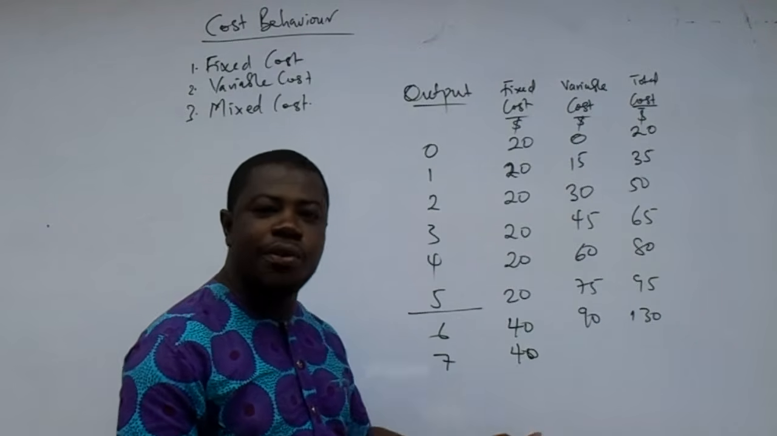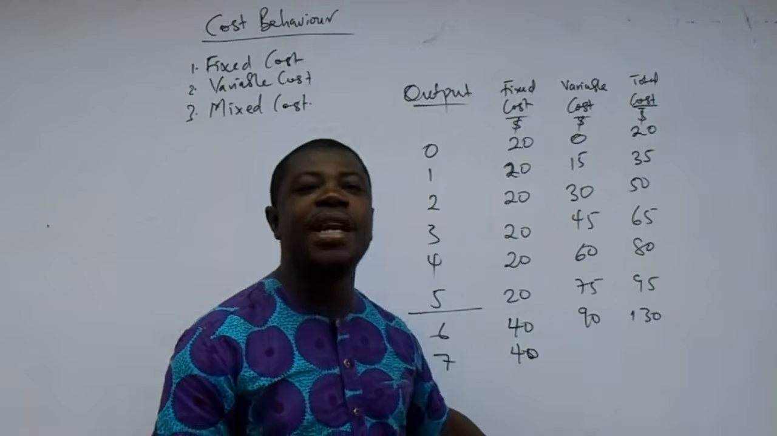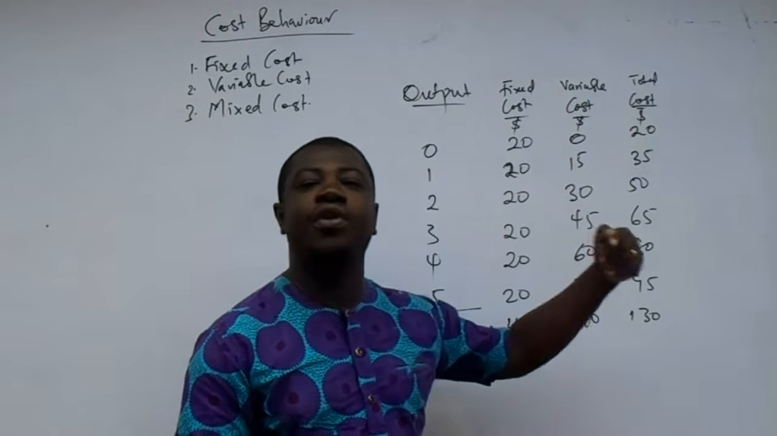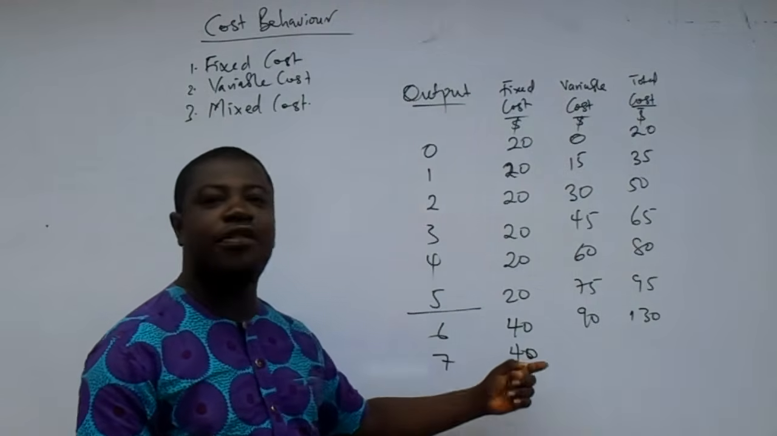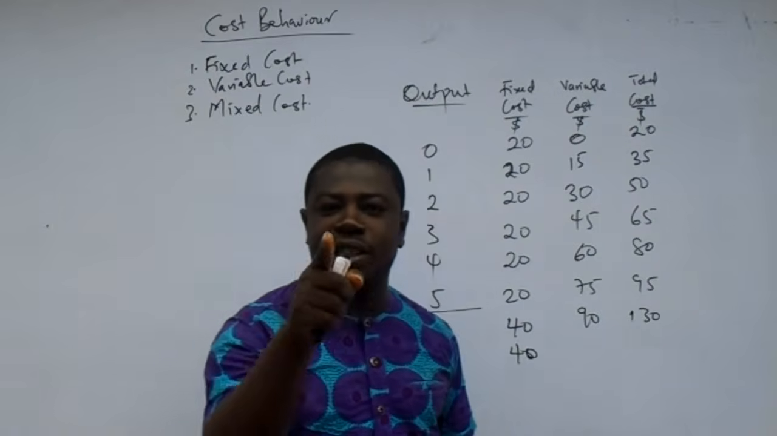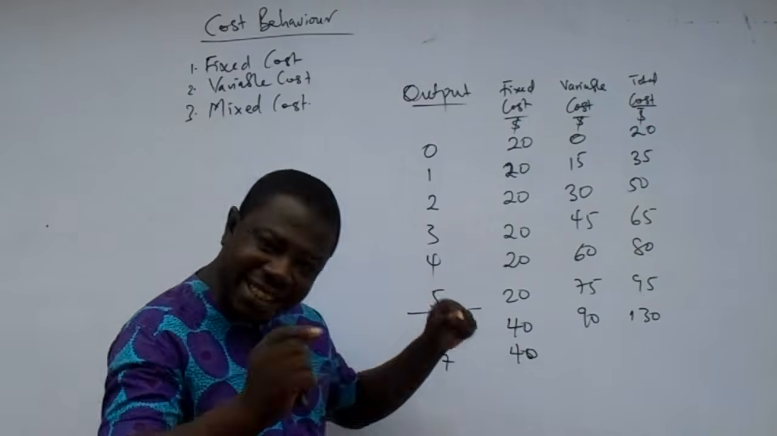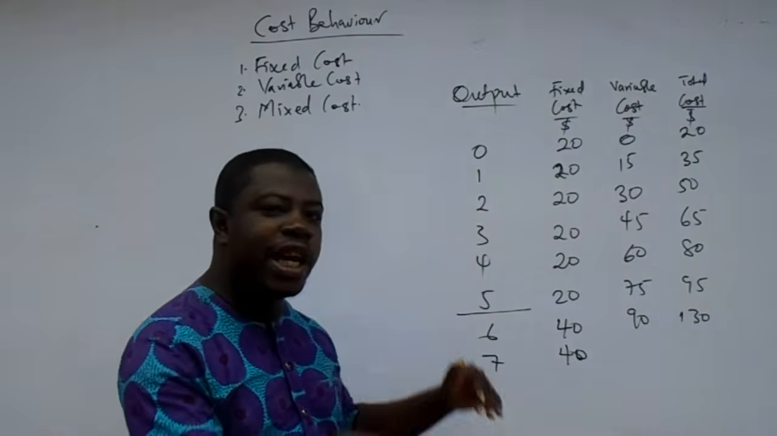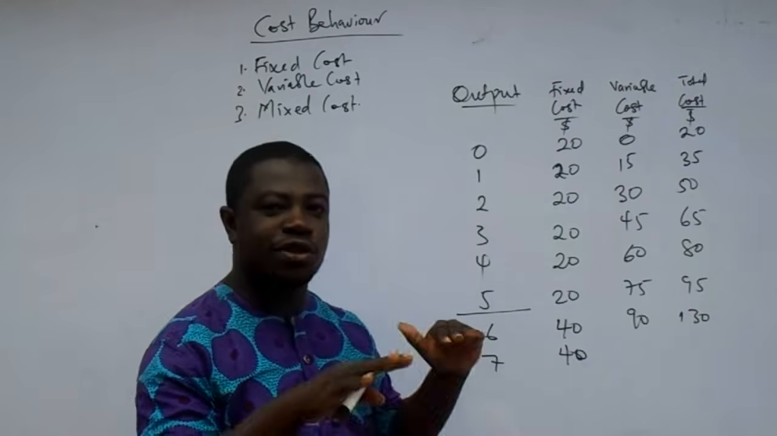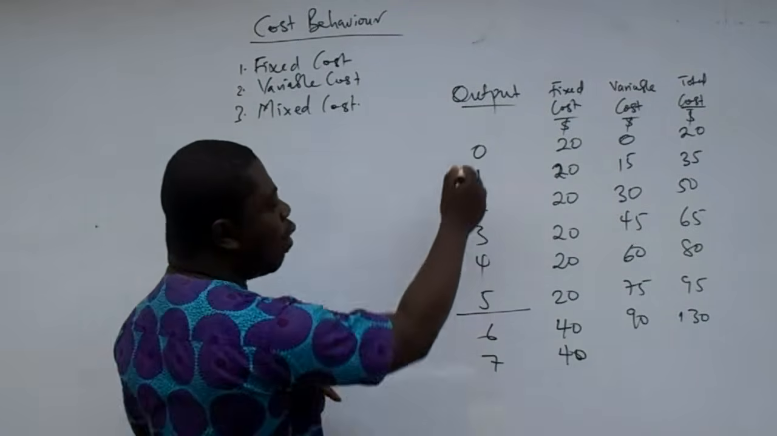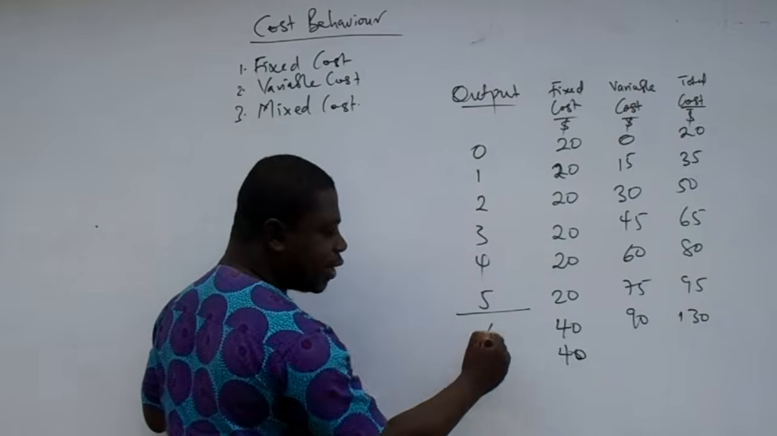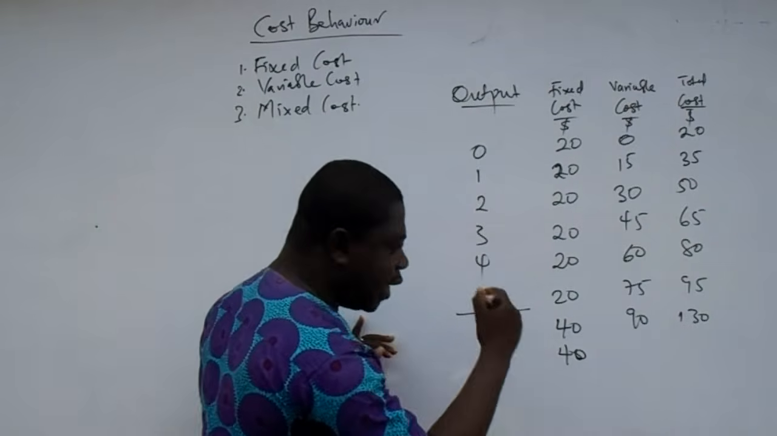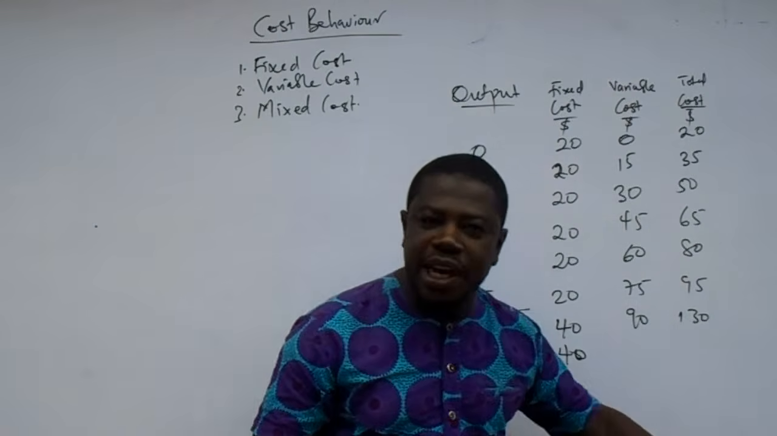Now after 10, and when we want to produce 11, we may need an extra room. And we may have to rent a new room. That will increase our fixed cost to 60. So what I'm trying to tell you is that fixed cost can change. So let us run away with the old mentality that fixed cost does not change. So you will see that 1 to 5 is a range. 6 to 10 will be another range. Then maybe 11 to 15 will be the third range.